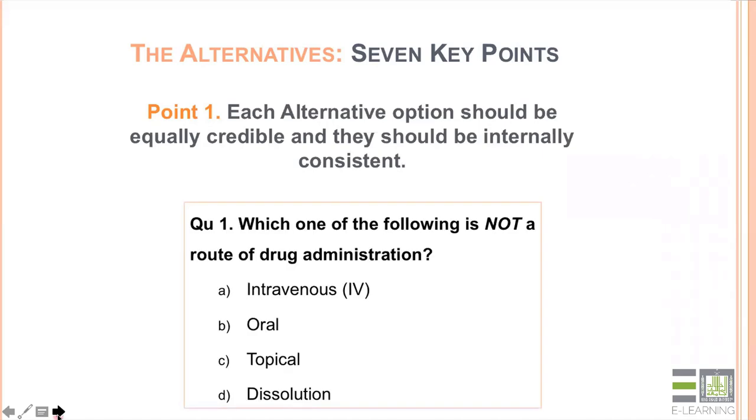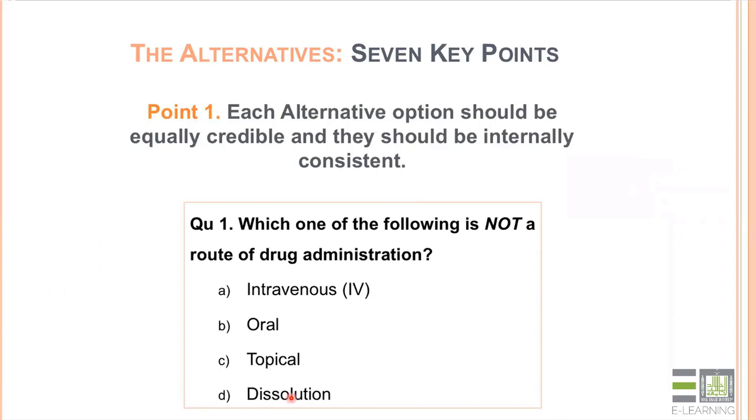If we have a look at this example below, you can see that all of the alternatives are relating to the topic of pharmacy and pharmaceutics. So they're all plausible answers to this question that asks which of the following is not a route of drug administration. But a student who has an understanding of the key routes of drug delivery will be able to easily identify that dissolution is relevant or related to pharmaceutical analysis and not a route of drug administration.